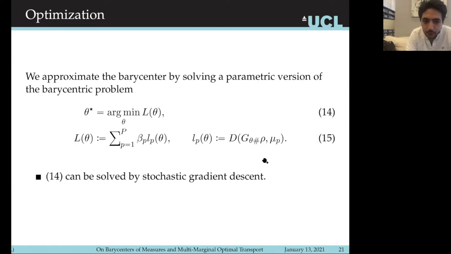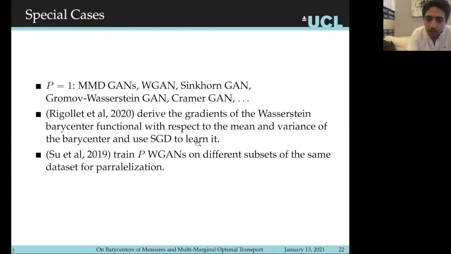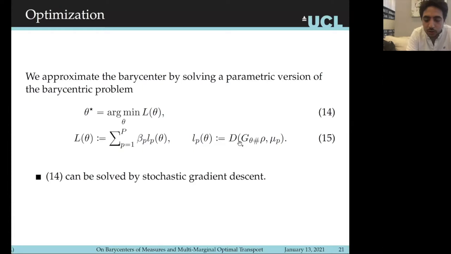So there are a lot of special cases of what we propose here. Mainly, first, at least most GAN approaches. These are special cases of what we propose in the case where p equals one. When p equals one, we just minimize the distance between a GAN and a measure. So it recovers most GAN settings like MMD GAN, Wasserstein GANs, and so on.